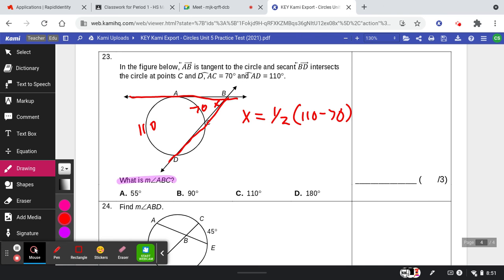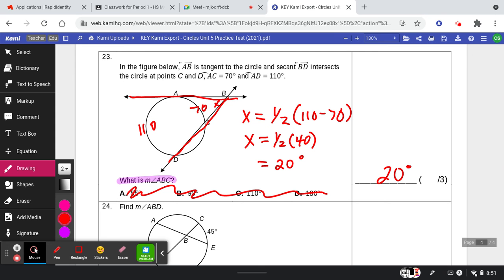Oh, wait, hang on. AB is a tangent of BD. What is the measure of ABC? Oh, good. I am solving ABC. Okay. So half of 40 is 20. And that doesn't have an answer, so I made a mistake. So go ahead and put that in.